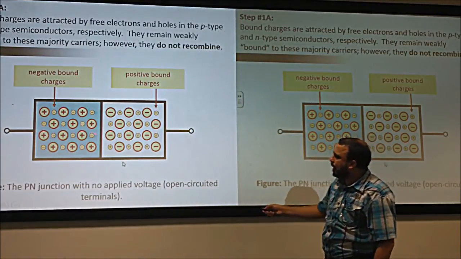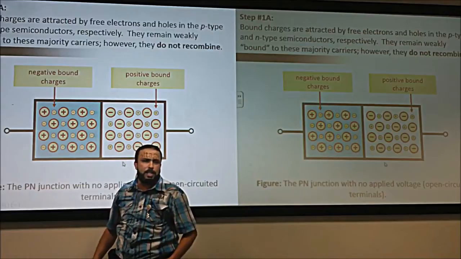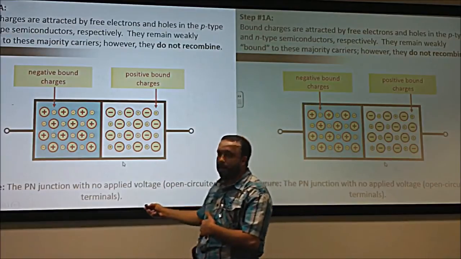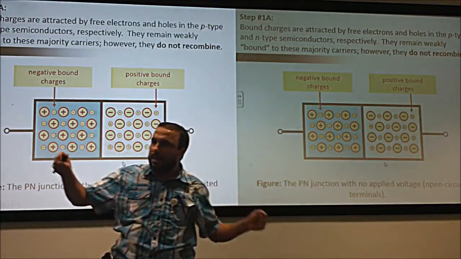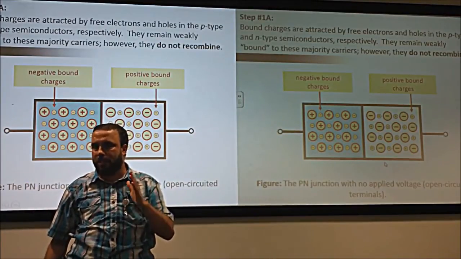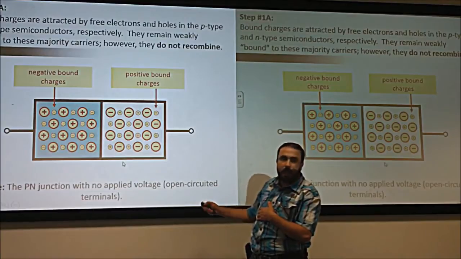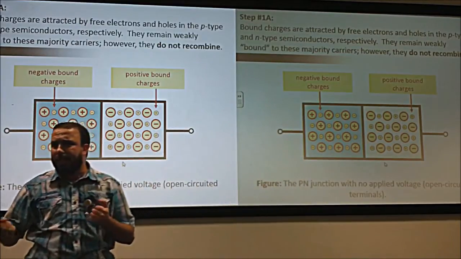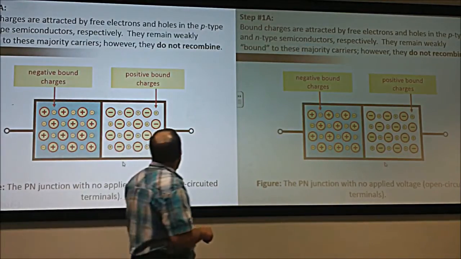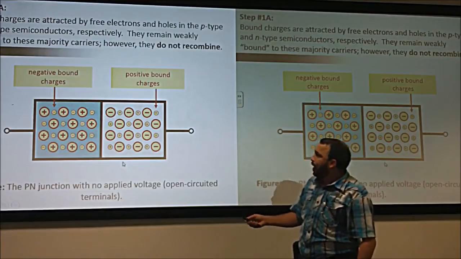Now, we call the acceptors in the P-type the bound charge. Why are they bound charge? First of all, they are charged because they have an extra electron. They are negatively charged. And they are bound because they are already bonded with other silicons. They are not freely moving. That's why we call them bound charges. Good? Very good. And the same thing for the donors on this side. They are also called bound charge because they are bound inside the crystal of silicon and they are charged. They are ionized. That's it. We need this description to understand what's going on with the PN junction.